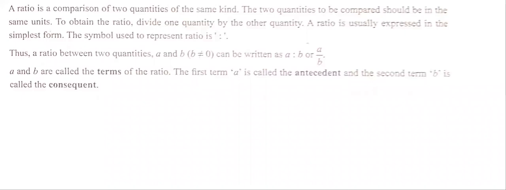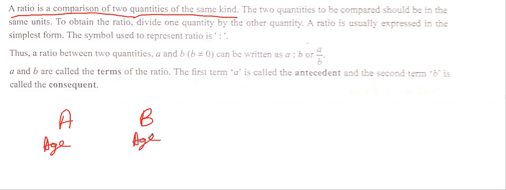Now, the first point says the ratio is a comparison of two quantities of the same kind. It means if I am comparing the age of A, I have to compare it with the age of B only. So here what am I comparing? I'm comparing the quantity which is age. Then the two quantities to be compared should be of the same unit. So if the unit of this is in years, this also should be in years. If it is in months, this also should be in months. I cannot change it. It has to be the same.